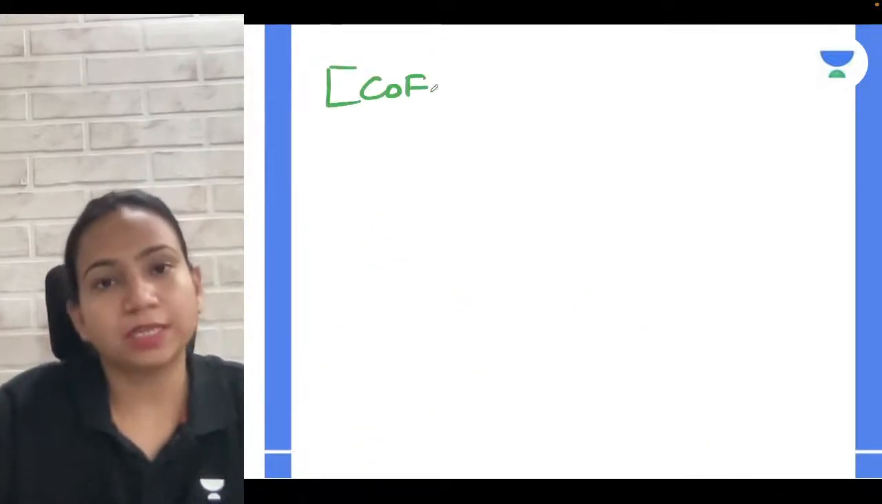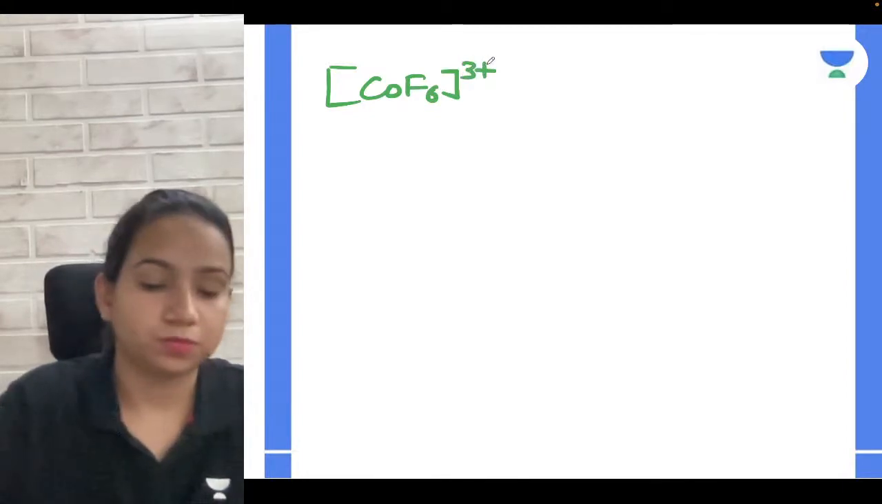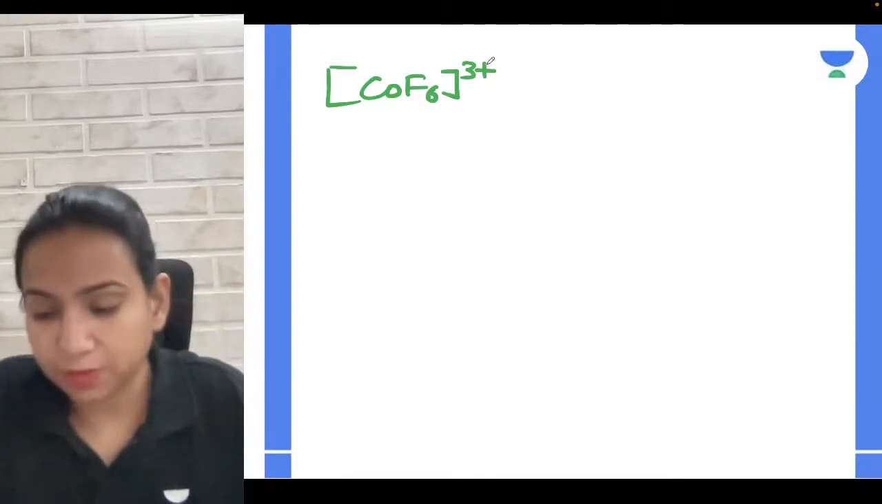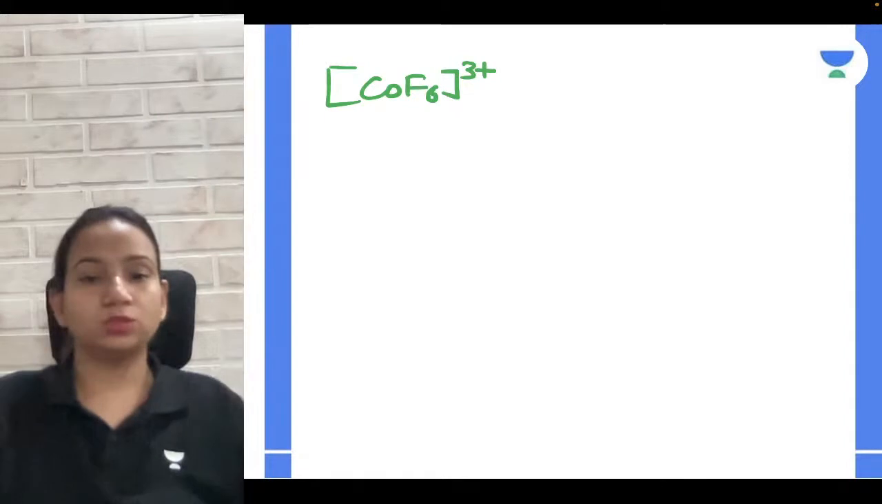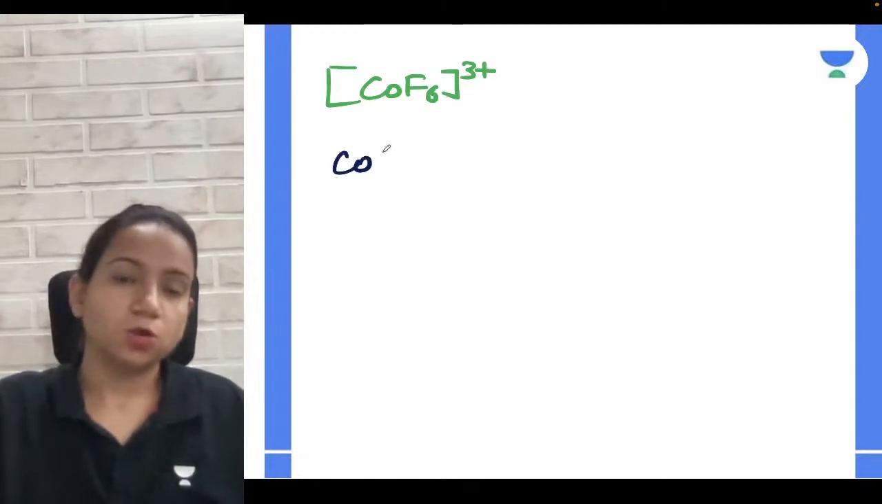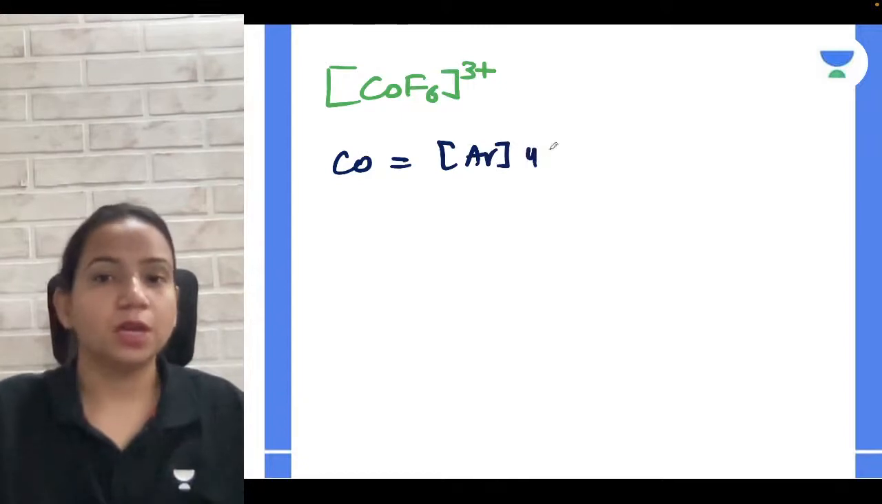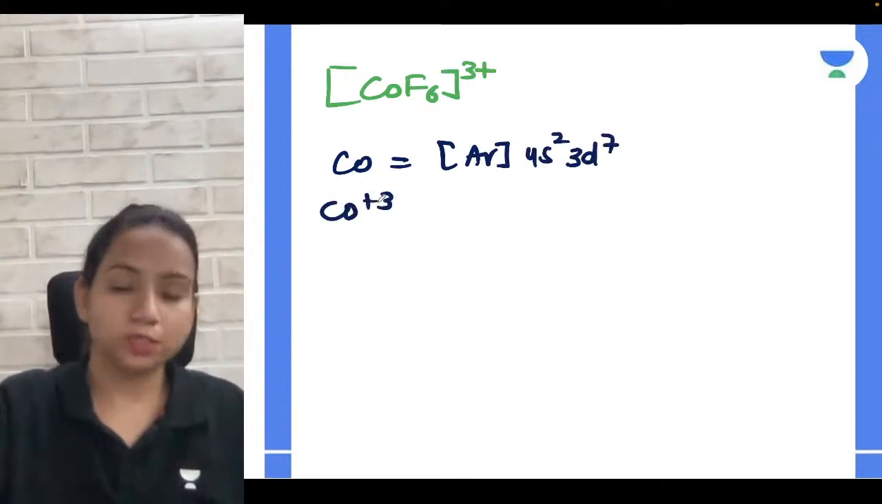Now let's just practice. So you have CoF6 3-. Now try to do it, guys. Again, fluorine contains a -1 charge. So what is the charge on cobalt? Cobalt has atomic number 27, argon 4s2 3d7. But cobalt here is again in the +3 oxidation state.